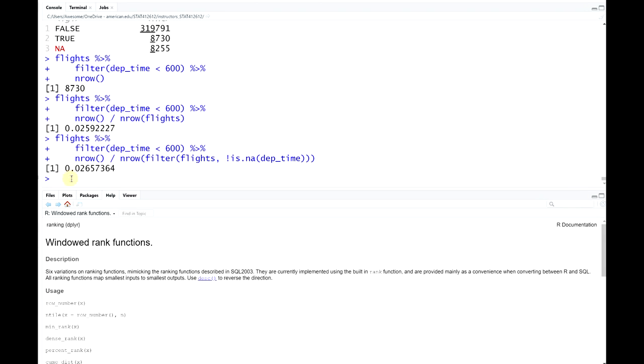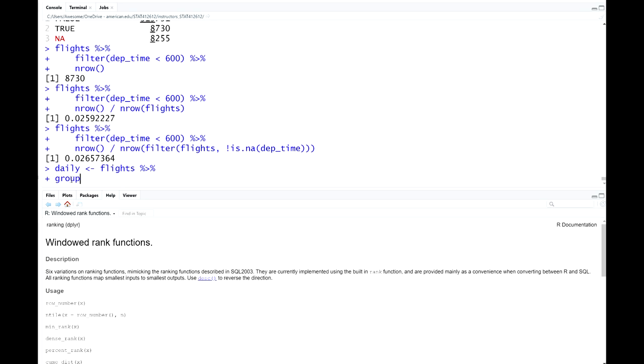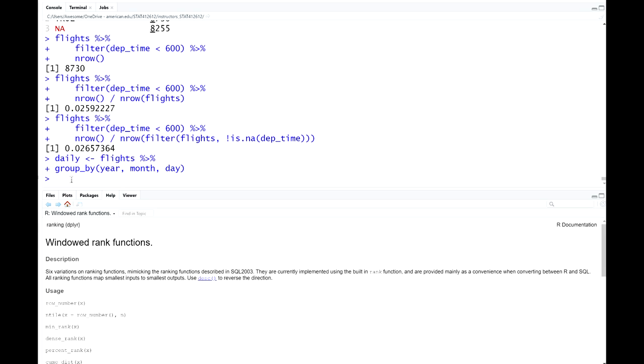We're going to start out by talking about how you group by multiple variables. I'm going to use this several times, so I'm going to assign it to a new data frame called daily. I'm going to take my flights data set and group it by the year, the month, and the day, because I'm going to do some things for each day. That's going to be saved into daily.